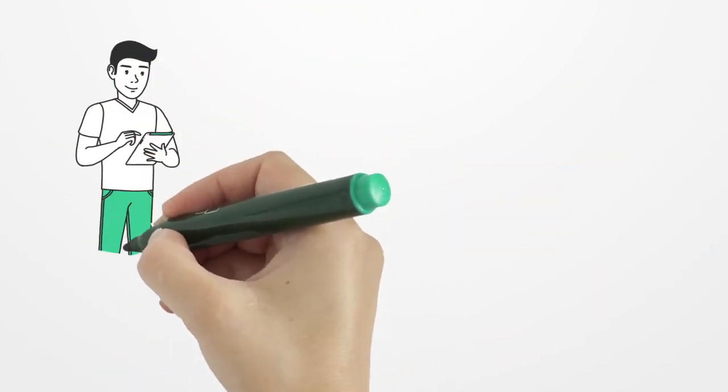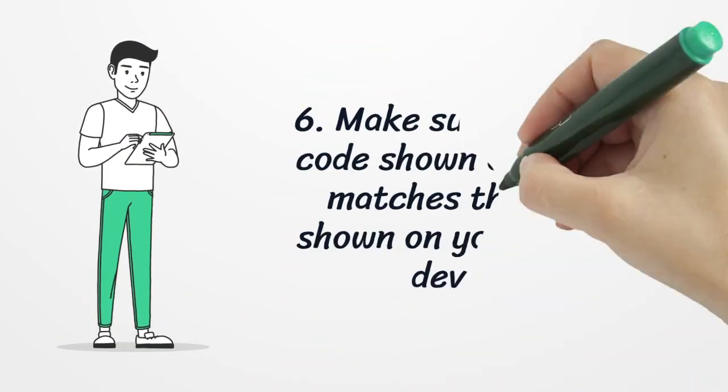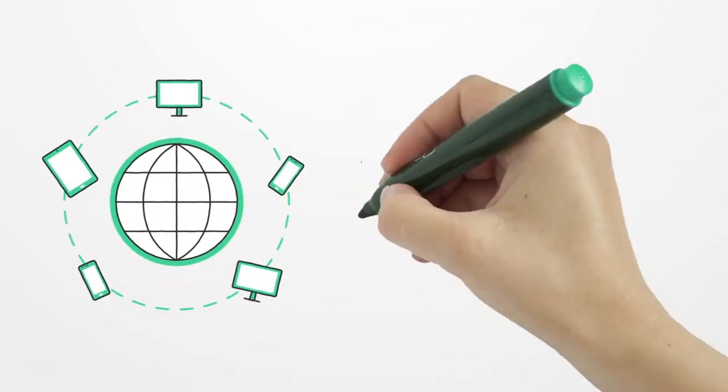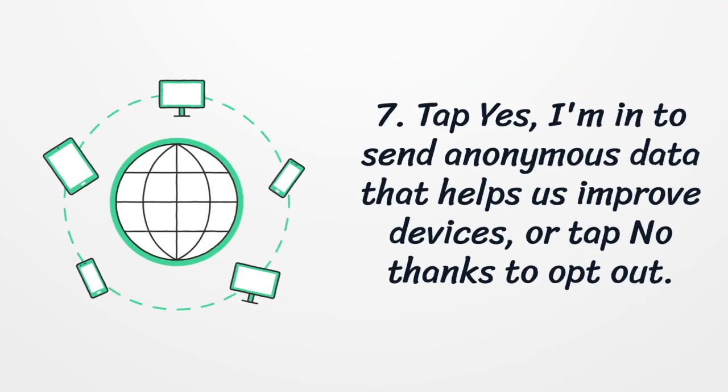6. Make sure that the code shown on the TV matches the code shown on your mobile device. 7. Tap Yes, I'm in to send anonymous data that helps us improve devices, or tap No thanks to opt out.